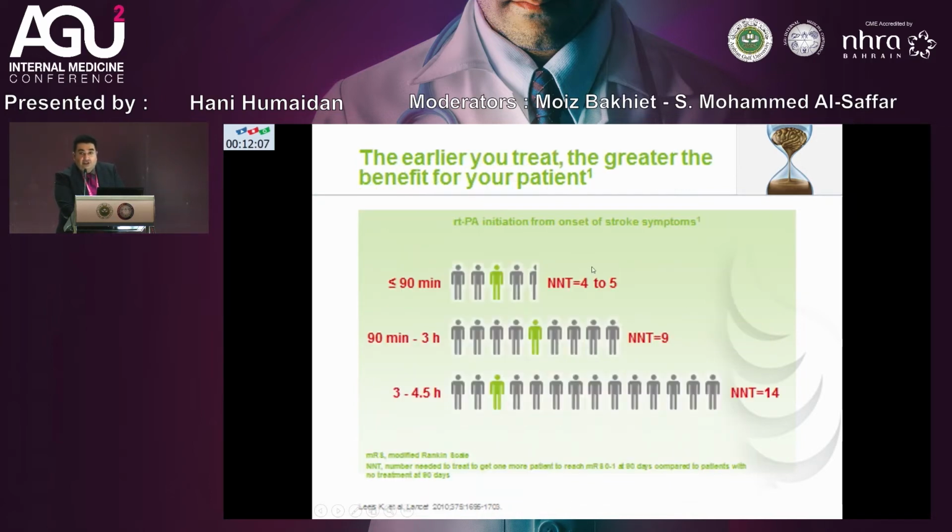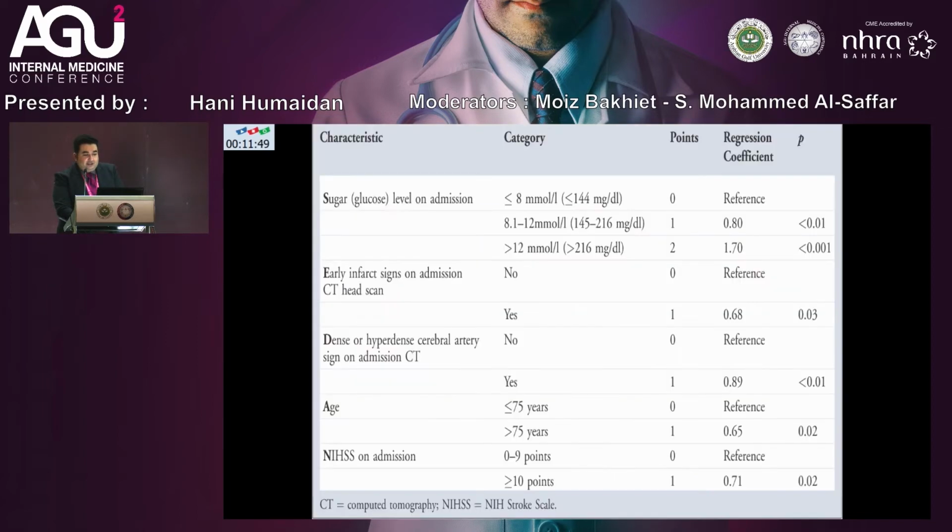Again, here is the number needed to treat, which means how many will benefit. In less than 90 minutes, it's 4 to 5. Between 90 minutes and 3 hours, it goes up to 9. And then 3 to 4.5 hours, it goes up to 14. So the sooner, the better.